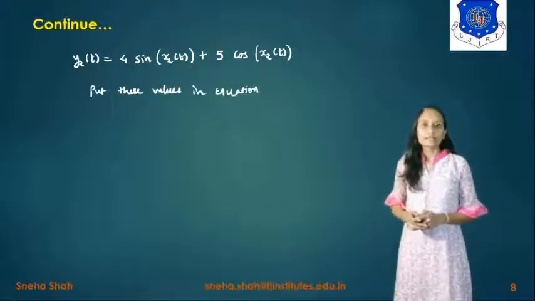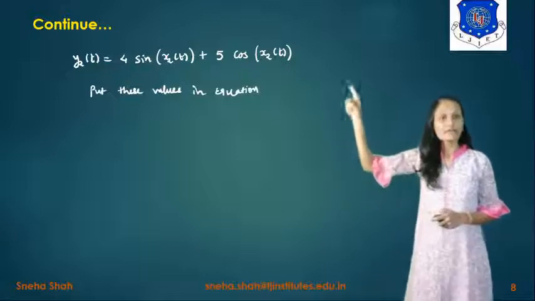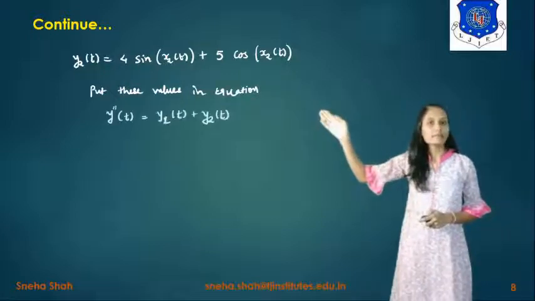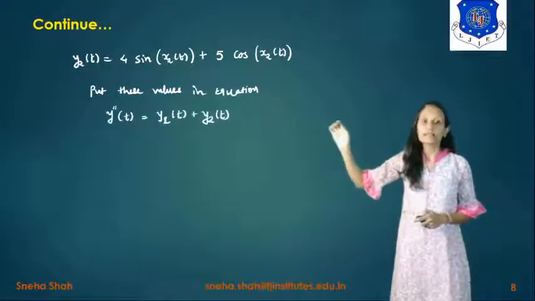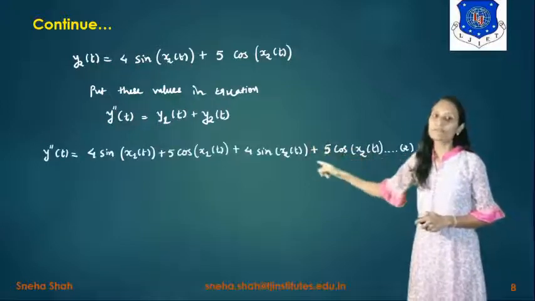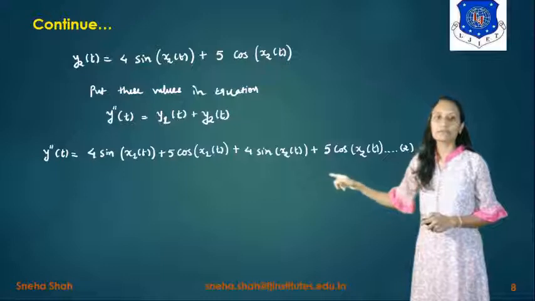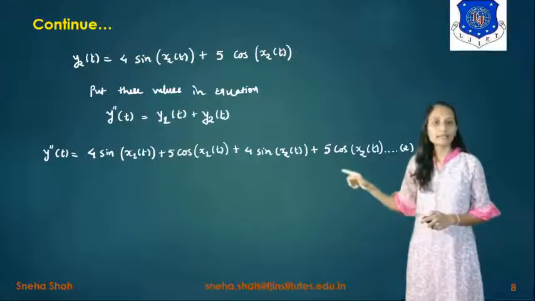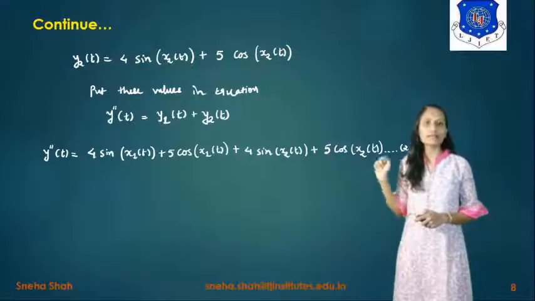So if we put these two values of y1 of t and y2 of t in the equation y double dash of t equals y1 of t plus y2 of t, then the answer will be y double dash of t equals 4 sin x1 of t plus 5 cos x1 of t plus 4 sin x2 of t plus 5 cos x2 of t.